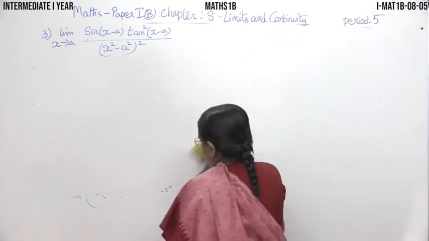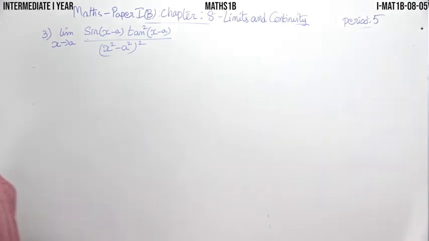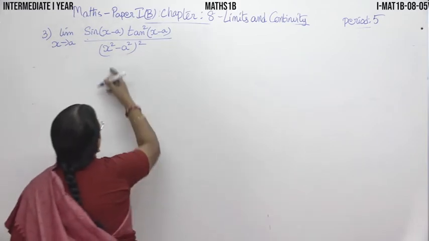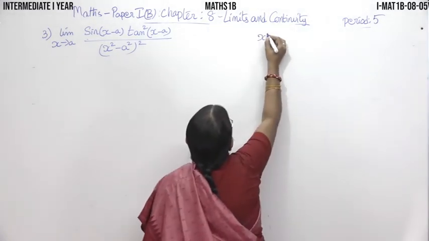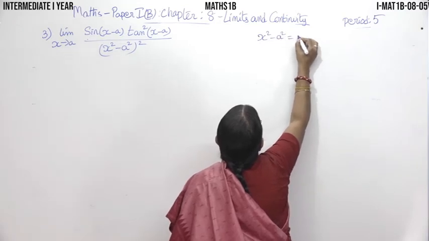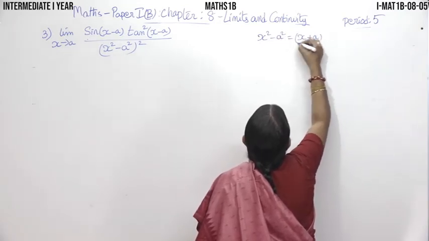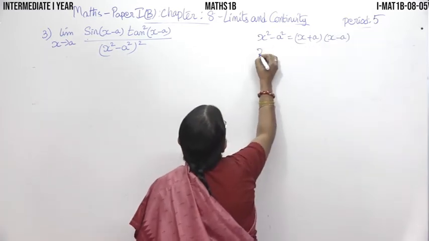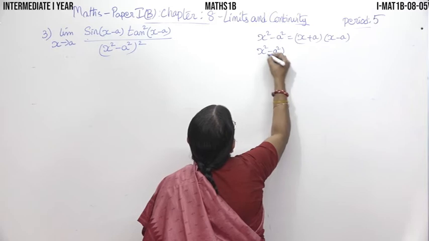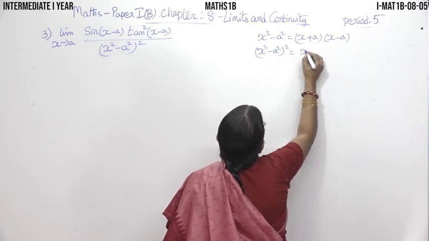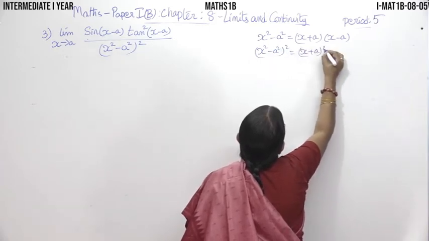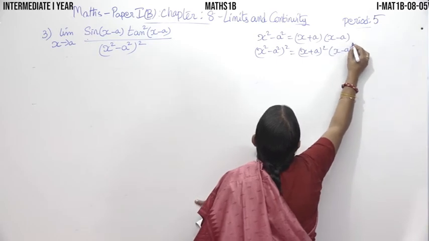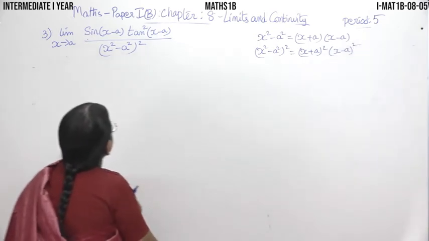Again that whole square is there. So we'll split it and we'll do it like this. First I'll write this: x square minus a square can be written as x plus a into x minus a. Now he has given whole square, so x square minus a square whole square will become x plus a whole square into x minus a whole square.